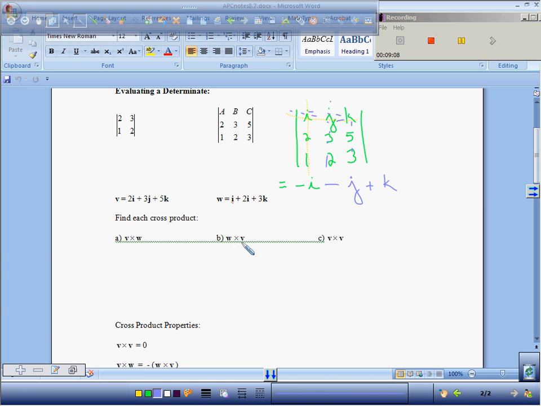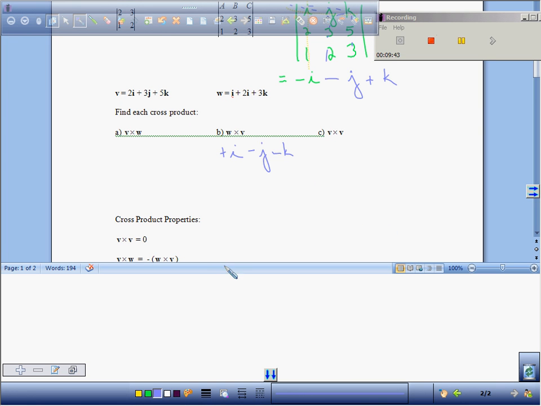And w cross v works the same way, except you have to be careful because cross products are not commutative. It turns out that if I did w cross v, it would end up as plus i plus j minus k. So in this property down below, v cross w is equal to negative w cross v. If I go in the opposite order, I end up with the negative of this vector.